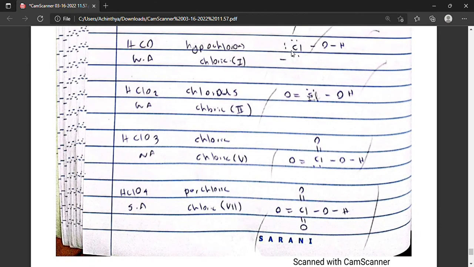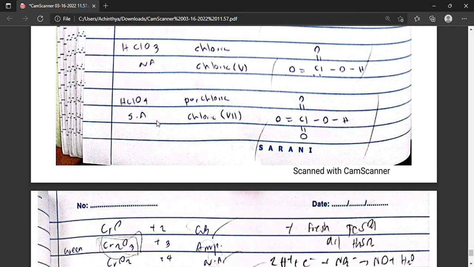This is what hypochlorous acid looks like. It has +1 oxidation state and is a weak acid, HClO actually. This is the chlorous acid. It has an oxidation state of +3 and is a weak acid. It looks like so. This is a Cl with 4 electrons. Then this is the chloric acid with a +5 oxidation state, and it's a strong acid. And it looks like this. And this is the perchloric acid. It has a +7 oxidation state. It's a very strong acid, and it looks like follows.